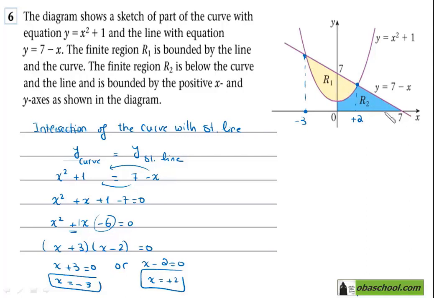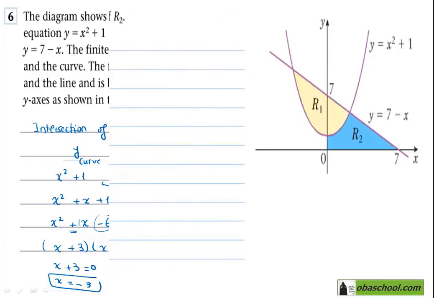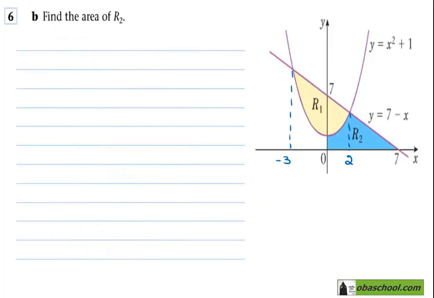Now for R2. Remember that R2 is the finite region below the curve and the line, which is bounded by the positive x and y axes. Let's solve part B. It is going to be different than part A. As we said, R2 is between the curve, the line, the x-axis, and the y-axis.